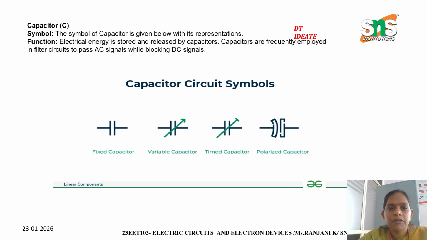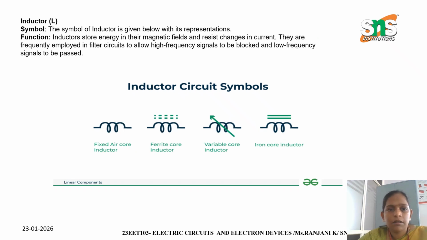And let us see about the capacitance. These are the various symbols of capacitors, that is fixed, variable, trimmer, and also a polarized capacitor. Next is the inductor, and there are also different types. That is the fixed core inductor, ferrite core inductor, variable core inductor, and also iron core inductors.